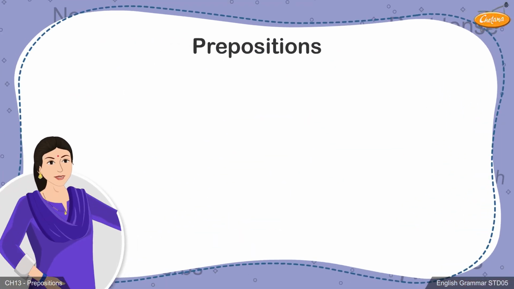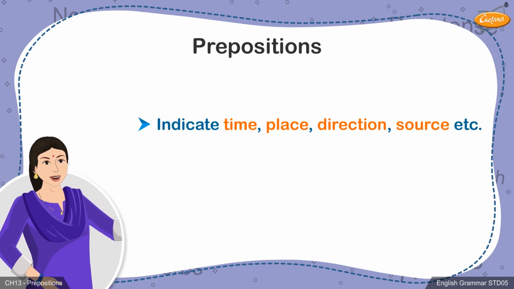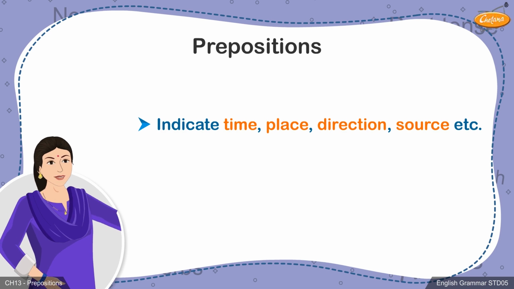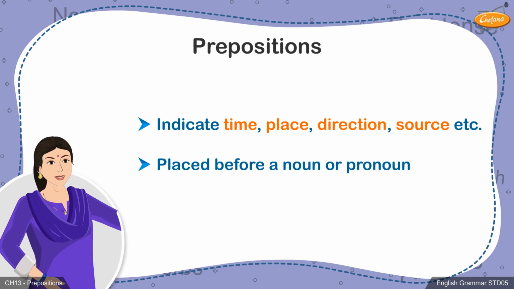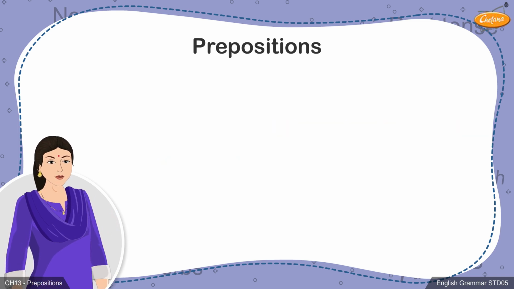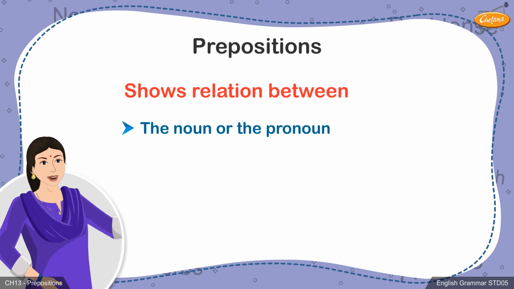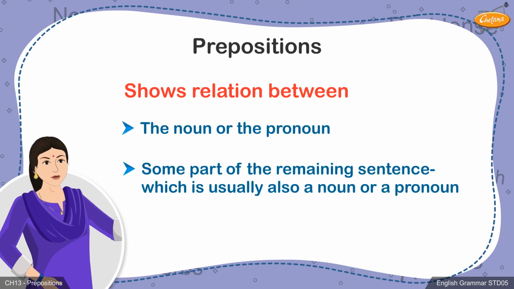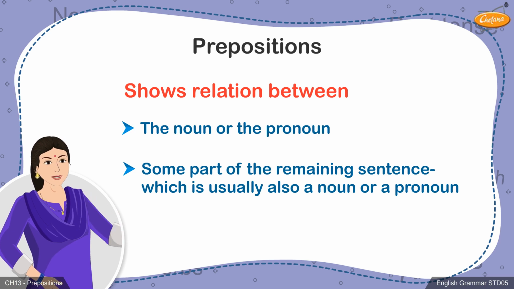Students, you will notice the name itself suggests that the word is going to indicate the relation between nouns in terms of time, place, direction, etc. A preposition is defined as a word which is placed before a noun or a pronoun. As we have already discussed, a preposition shows the relationship between certain words in the sentence, namely between the noun or the pronoun, and some part of the remaining sentence, which is usually also a noun or a pronoun.